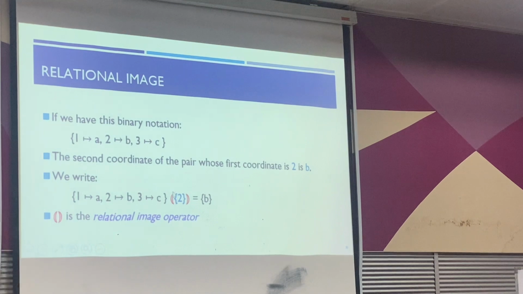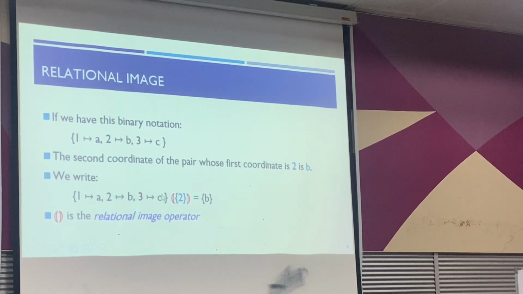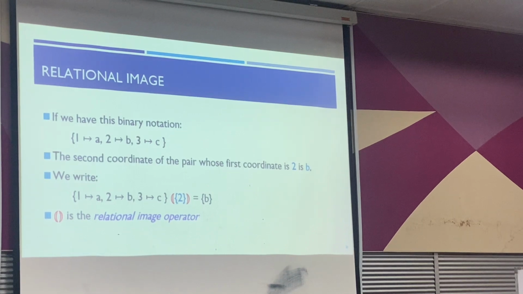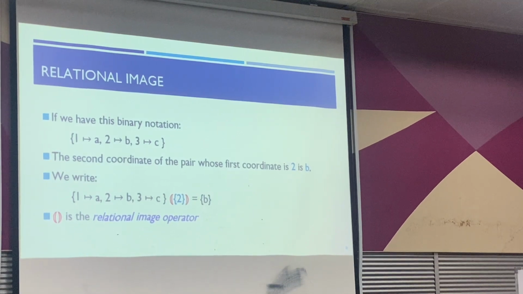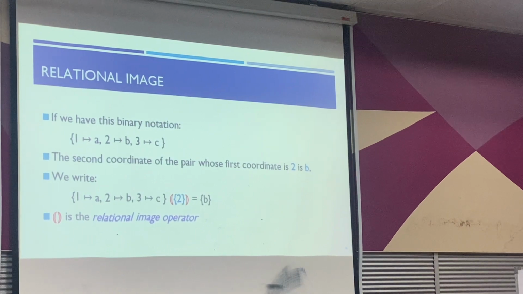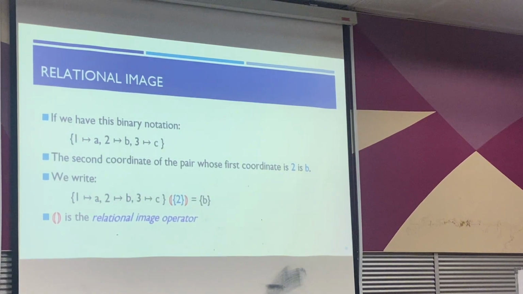So you search the domain data, but the output will be range data only. It is similar to searching. I ask the ID, and I don't need to show the ID because I know the ID already. I just need the name. So rather than going for domain restriction, I can go for relational image.